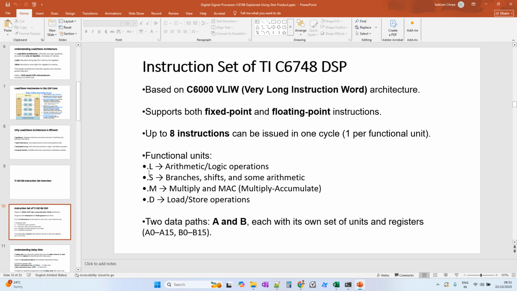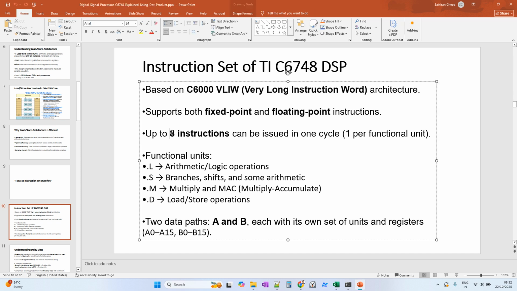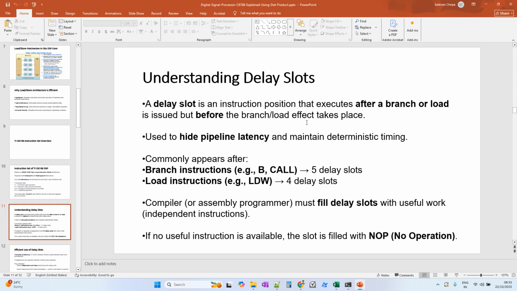There are functional units L, S, M and D, which are the 4 functional units. They will be there on the A side, and on the B side as well. 4 plus 4, 8 functional units will be there. So like 8 instructions we can run in parallel. That's the idea. So 2 data paths. A0 to A15, 16 registers on the A side and 16 registers on the B side will be there. So next is delay slot.